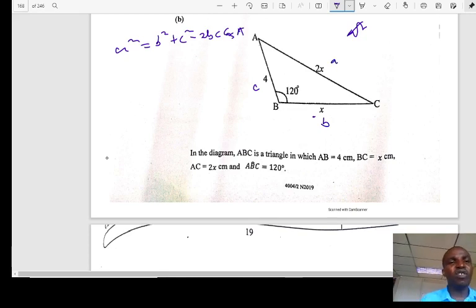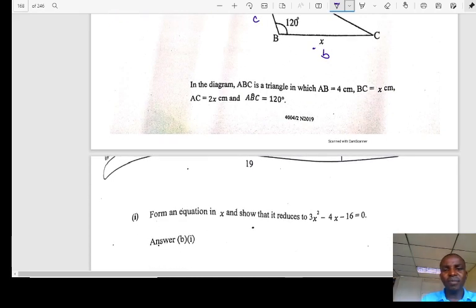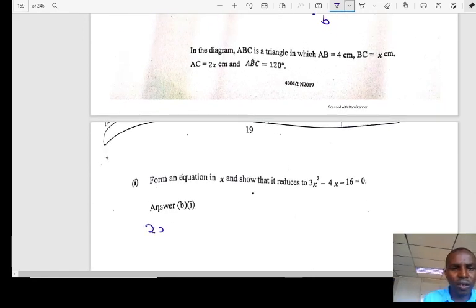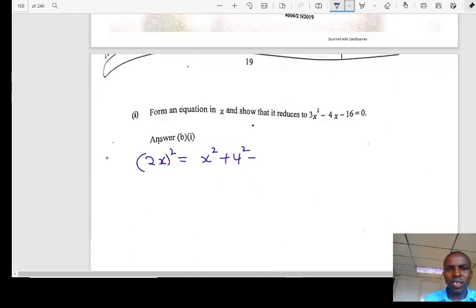Take note, this is the formula that works everywhere: a squared is equal to b squared plus c squared minus 2bc cos A. You just have to know this one, not all those other 6 formulas. Just this one is enough. So you write a squared, which is (2x) squared, equals x squared plus 4 squared, minus 2bc, which means 4 times x, then cos 120 degrees.